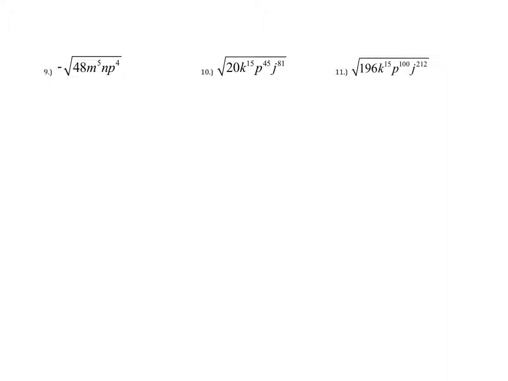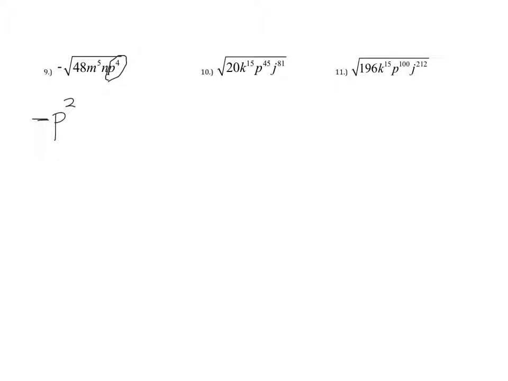All right, so number 9, 48 is not a perfect square, m to the 5th is not a perfect square, neither is n, but p to the 4th is. So I'm just going to start by pulling out the square root of p to the 4th. Notice there's a negative sign out front. Don't lose that negative sign. So I'm going to start out with negative p to the 2nd.